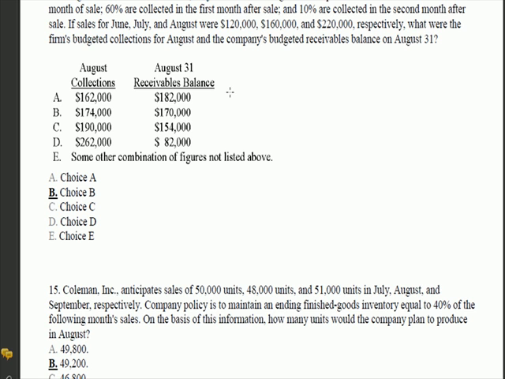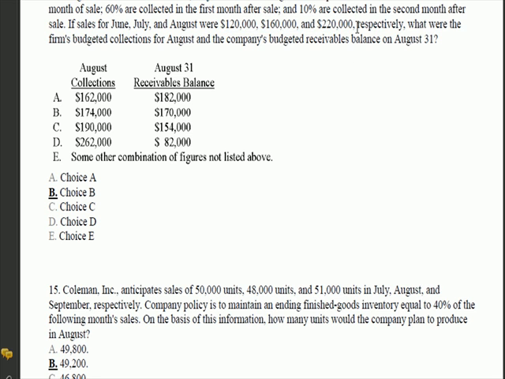Okay? So it says Drago makes all sales on account. We saw that earlier. Nothing's received in cash immediately. We have a collection pattern here. We see that it's June, July, and August sales. And here are the dollar amount of sales for those months.